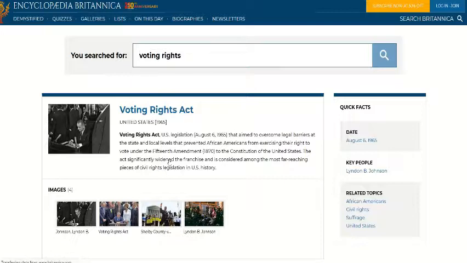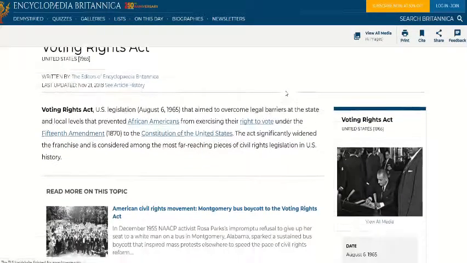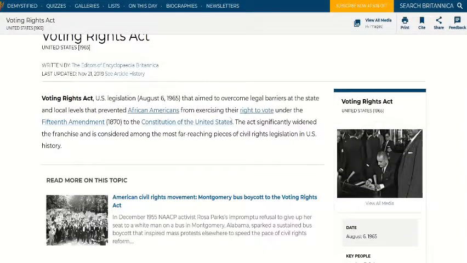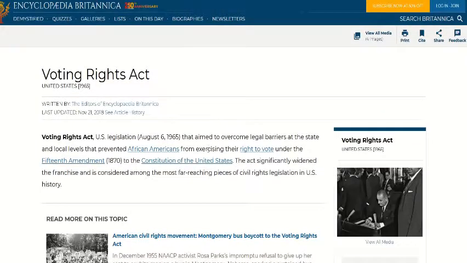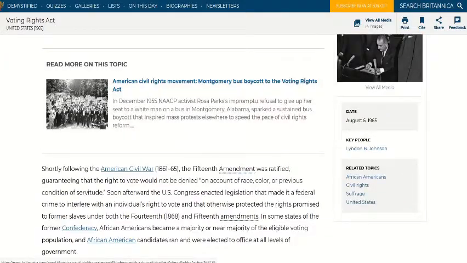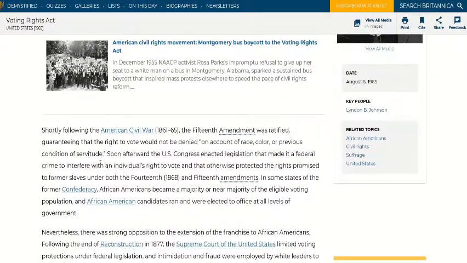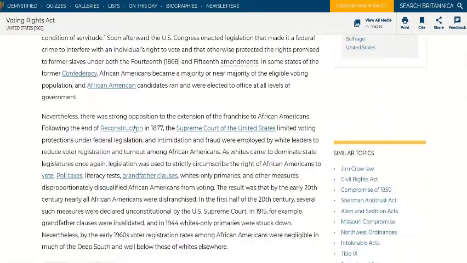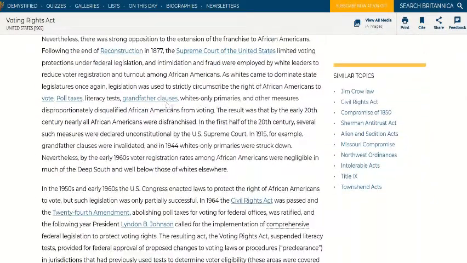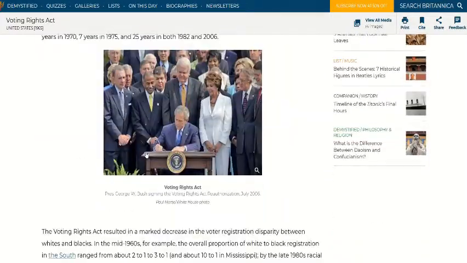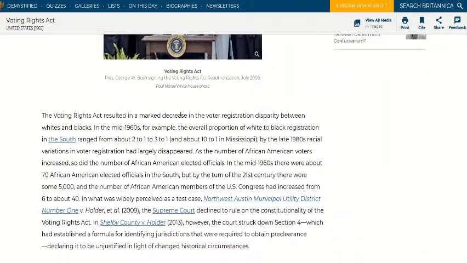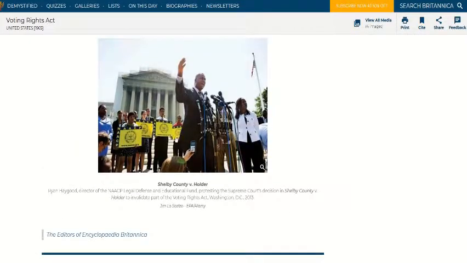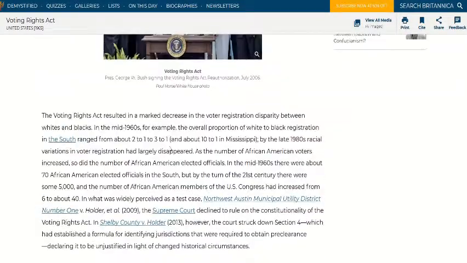So let's click on Voting Rights Act as just an example of what we might find. Voting Rights Act tells us what it is, and notice it has some links to other articles that have related information. Shortly following the American Civil War, the 15th Amendment was ratified, right? So it gives us the historical background to this particular law, why it was needed, et cetera. Goes through to the signing of the Voting Rights Act, its reauthorization in 2006. So it gives us a lot of good factual information.